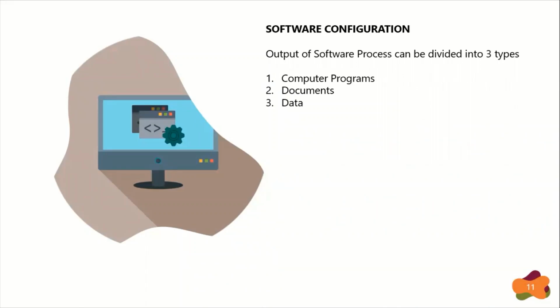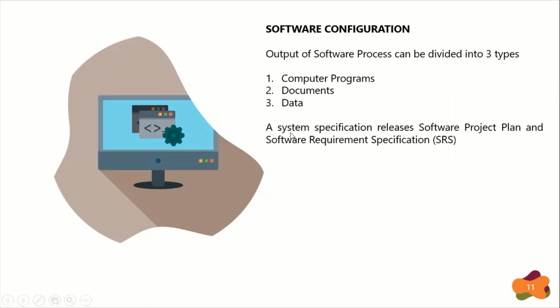The items that comprise all information produced as a part of the software process are called software configuration. So the output of all these three types, we call a software configuration. When the software process progresses, the number of software configuration items grows rapidly. When we have a system specification, it will release a software project plan as well as the SRS. And this SRS will create a hierarchy of other information. When each software configuration item releases other software configuration items, a little confusion will come.